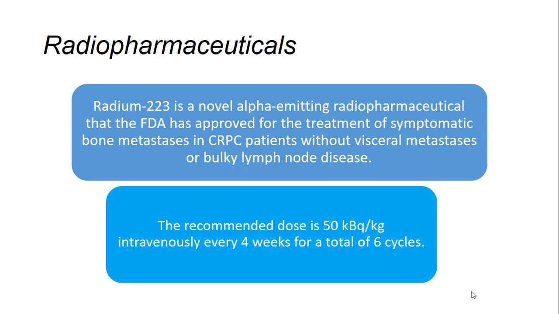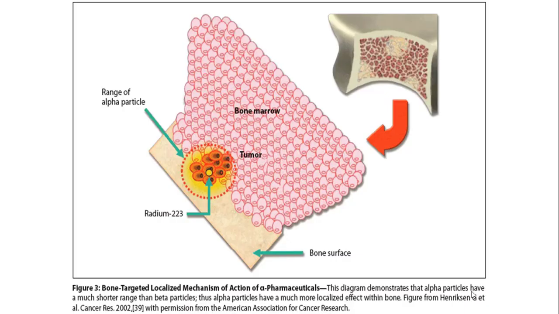Radiotherapy: radium 223 is a novel alpha emitting radiopharmaceutical that the FDA has approved for the treatment of symptomatic bone metastasis in CRPC patients without visceral metastasis or bulky lymph node disease. The recommended dose is 50 kBq per kg intravenously every 4 weeks for a total of 6 cycles.